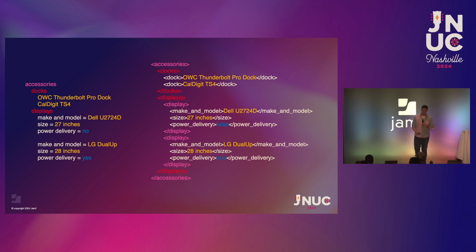Our displays, right? We have two displays in our list, but there's lots of information about each of them. So I wrap each of those up in a display tag to give it some meaning. What is this data related to? What is it for? What does it say? It says, well, this is the name, the model, the spec, power delivery, yes or no, for one of the displays in the list.